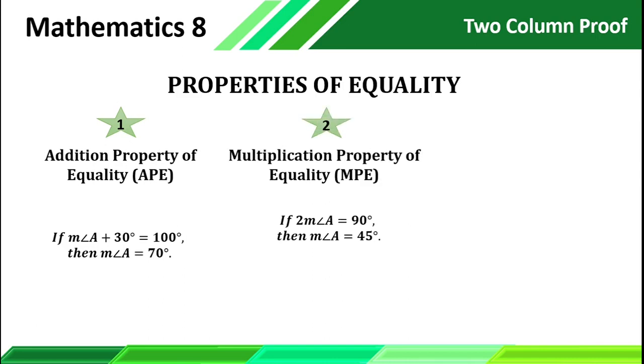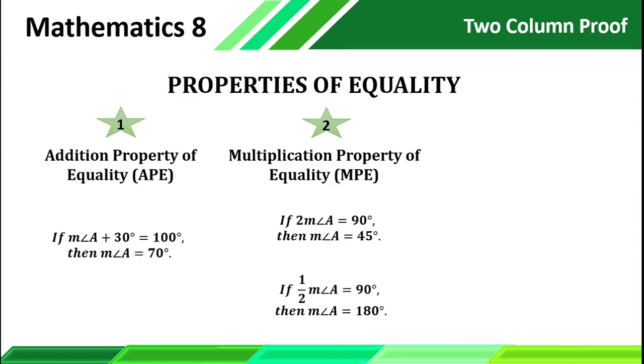We also have multiplication property of equality or MPE. So for example, if 2 times the measurement of angle A is equal to 90 degrees, then the measurement of angle A is 45 degrees. How do we do that? We divide both sides by 2, so 90 divided by 2 is 45, or we can multiply both sides by 1 half. So 1 half times 90 is equal to 45.